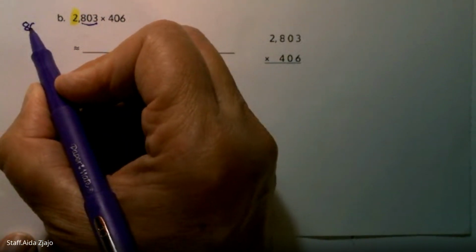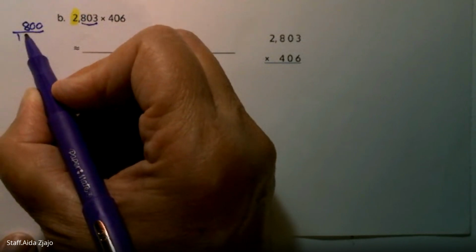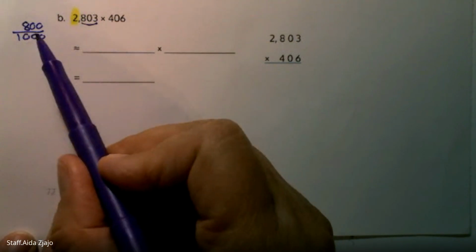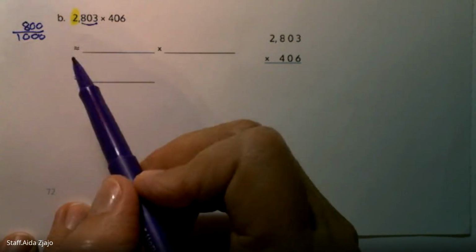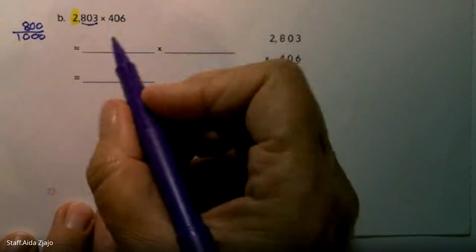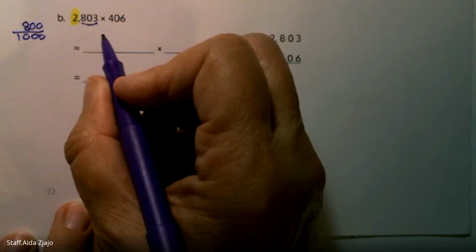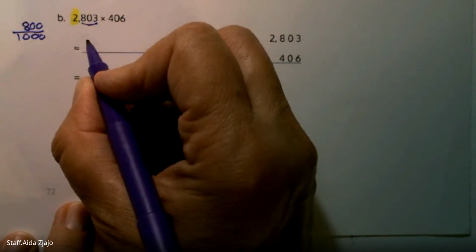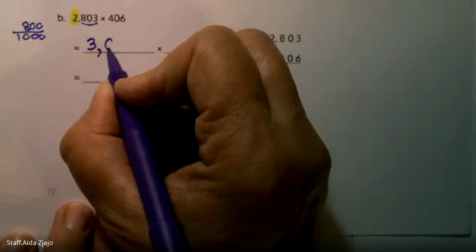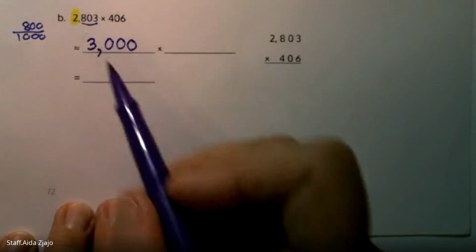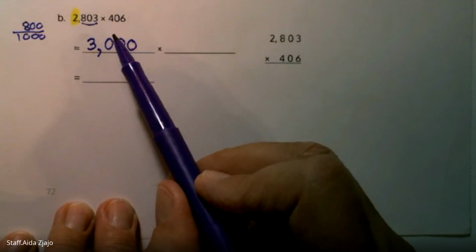1000, I look how many hundreds I have. I have 803. So that means I have 800 out of 1000. So I can pretend that I have one more 1000. So 800 is more than half to make a new 1000. So 3000 would be my estimate for 2803.